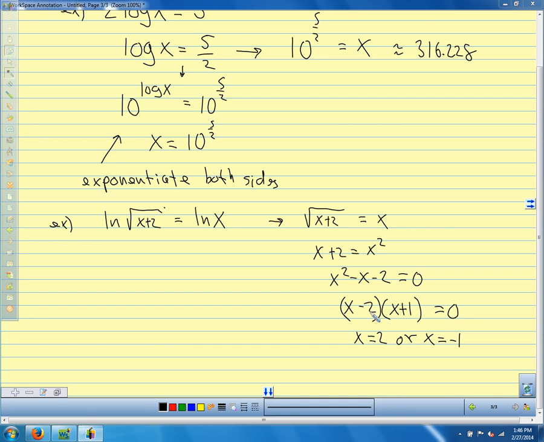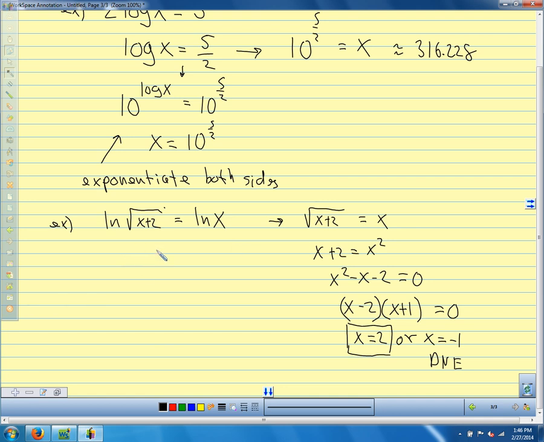So do either of these not work? x equals negative 1 is not going to work because this says the natural log of square root of 1 equals the natural log of negative 1. Can I take the natural log of negative 1? Negative 1 is outside the domain of our logarithmic function. So this does not exist, or no solution. So my solution is x equals 2. I plug that in here, and I say the natural log of the square root of 4 equals the natural log of 2, and that checks out.